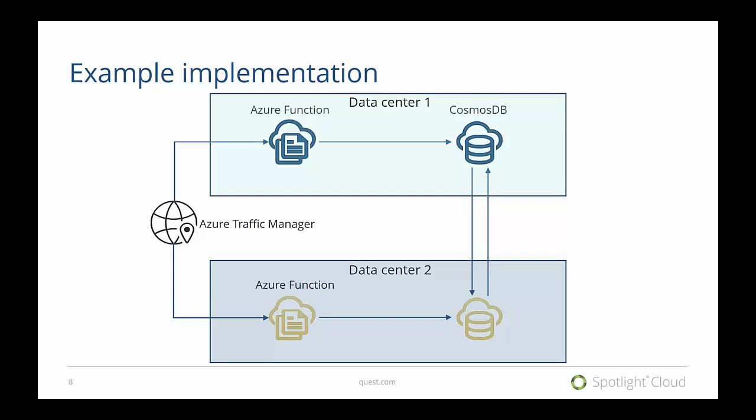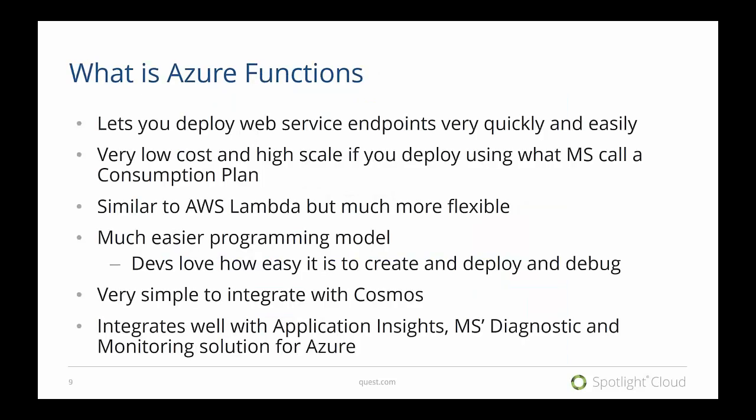So I'll just run you through what the other pieces are that aren't Cosmos, which you may not be familiar with. Azure Functions is basically a platform as a service for websites or web services. So it lets you deploy web service endpoints very quickly and very easily. It's very low cost and very high scale if you deploy it using what Microsoft call a consumption plan, which is where they spin up extra virtual machines or nodes to cover your load. It's similar to AWS Lambda, if people have heard of that, but it's more flexible than that.